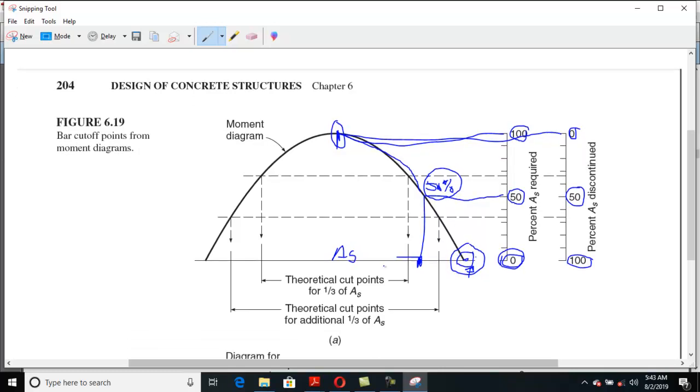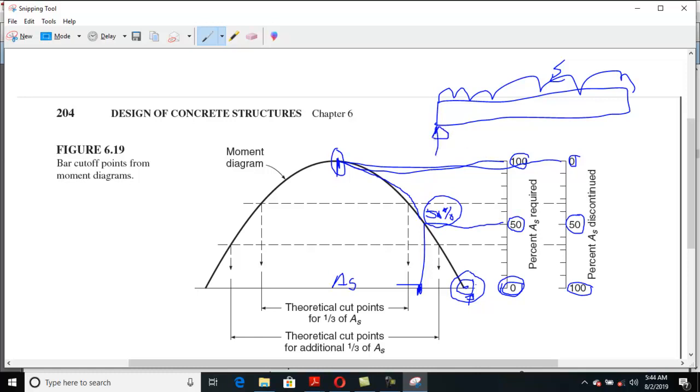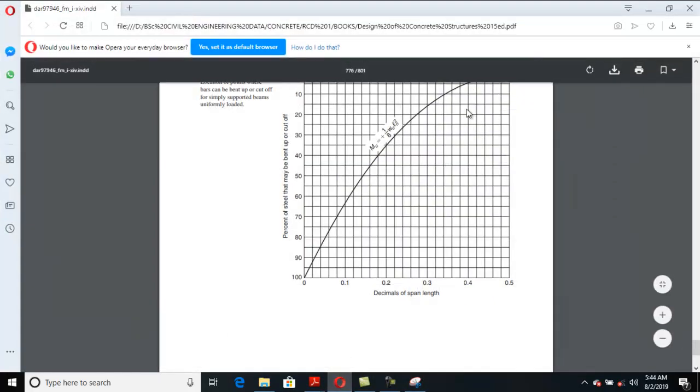This is a very important diagram, okay? If this diagram is drawn on a scale, you can get the theoretical points. This diagram is for a simply supported beam subjected to a UDL, so you can easily get the theoretical cutoff points from this kind of graph.